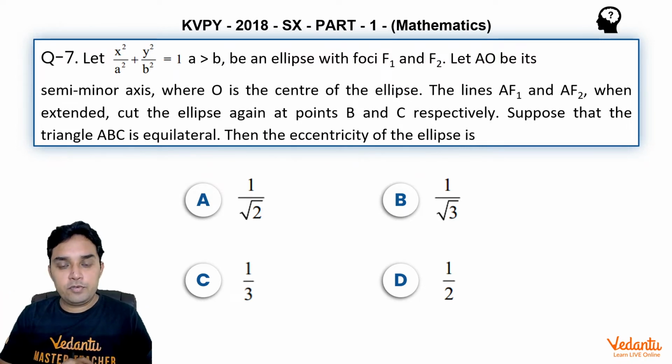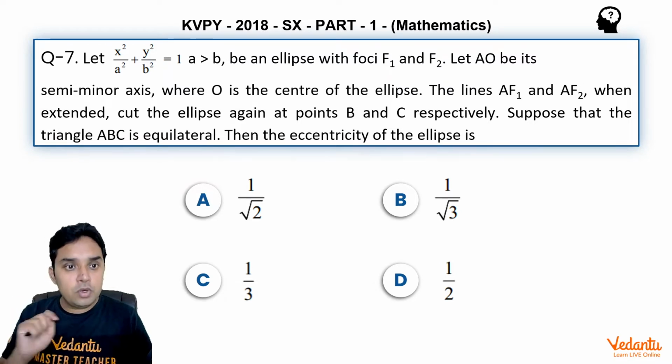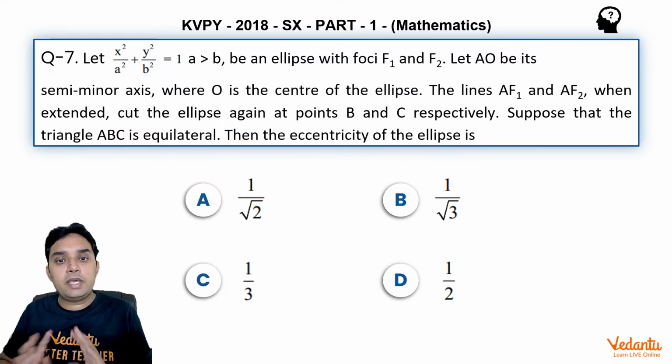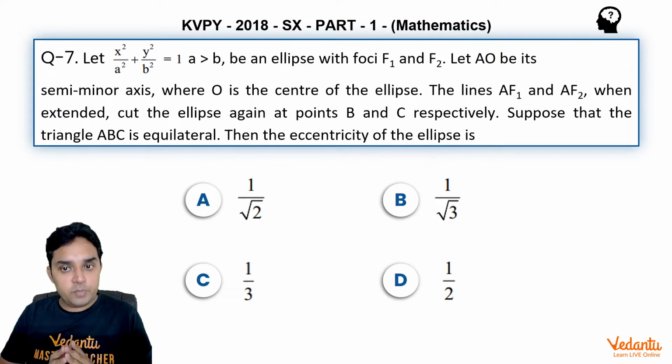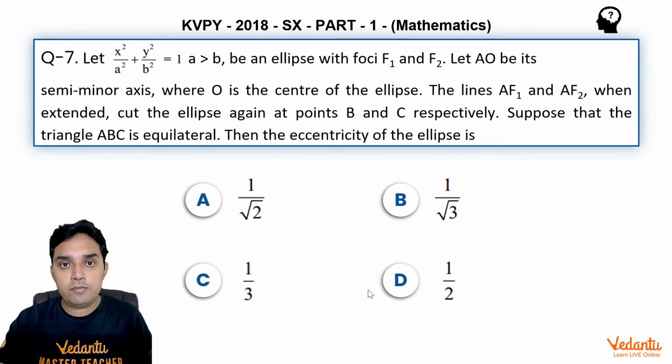Be an ellipse with foci F1 and F2. Let AO be its semi-minor axis where O is the center of the ellipse. The lines AF1 and AF2 when extended cut the ellipse again at points B and C respectively. Suppose that triangle ABC is equilateral, then eccentricity of ellipse is, and we are given option A 1 upon root 2, B 1 upon root 3, C 1 upon 3, D 1 upon 2.